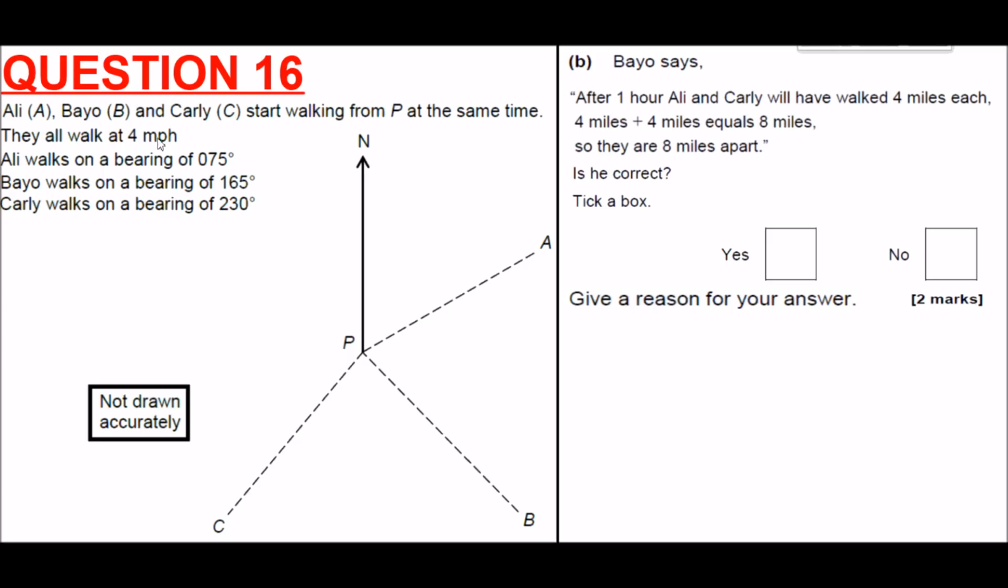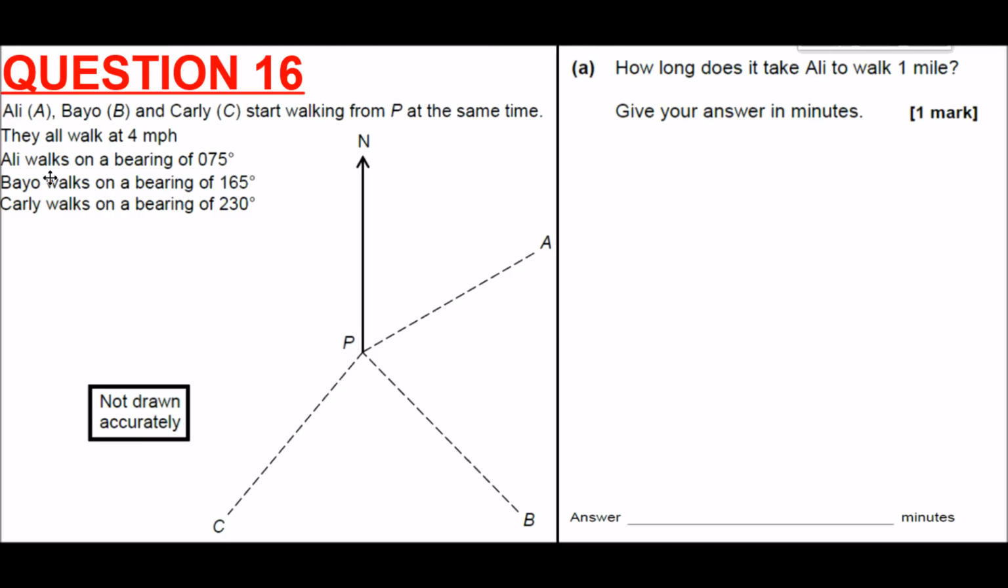Anyway, they start walking from P at the same time and they all walk at 4 miles an hour. So if you have a look here, for part A, we need to work out how long it takes Ali to walk 1 mile. For part A, the key bit of information is that they walk at 4 miles per hour. They all do. So that will include Ali. 4 miles an hour means by definition 4 miles in 1 hour. And because an hour's 60 minutes, that just means 4 miles in 60 minutes.